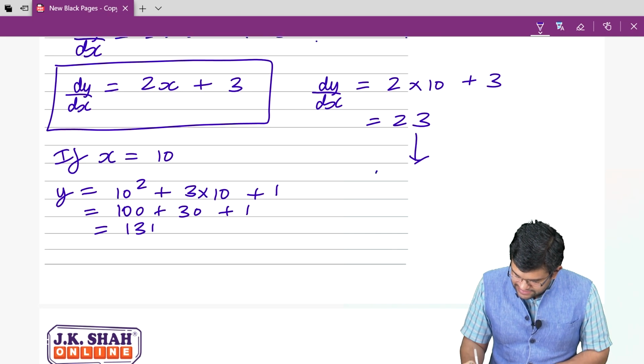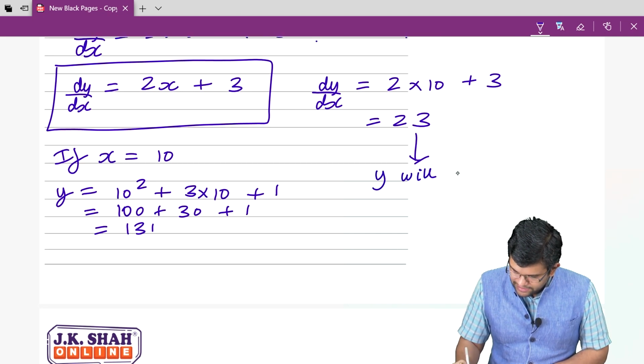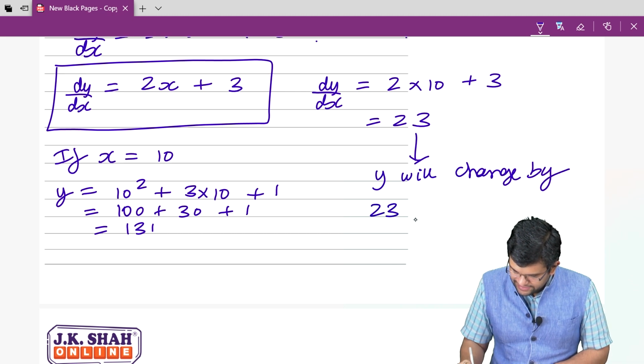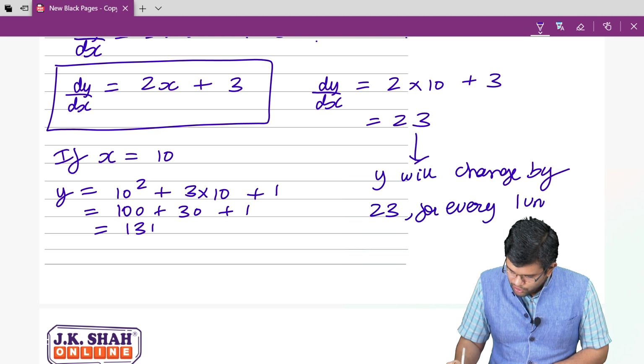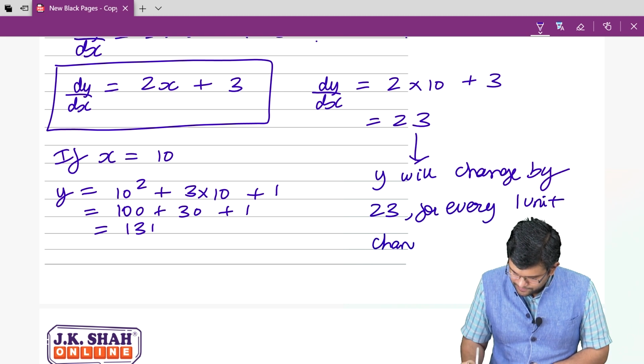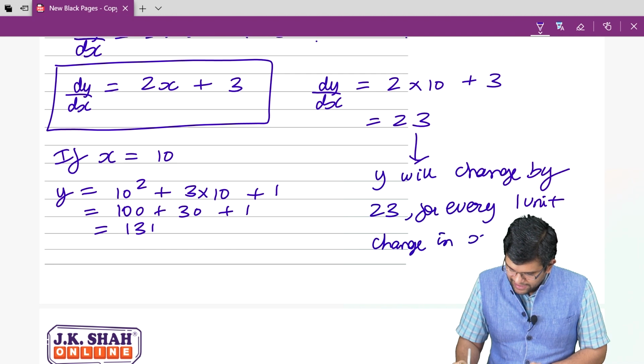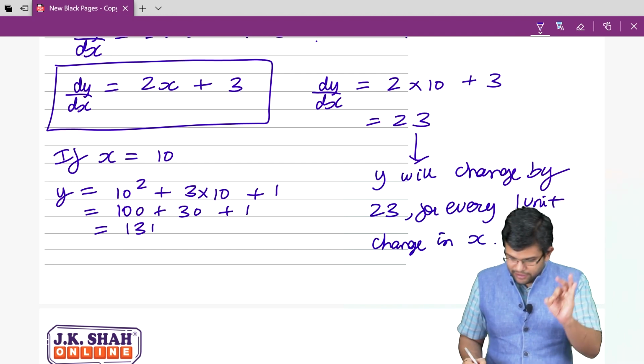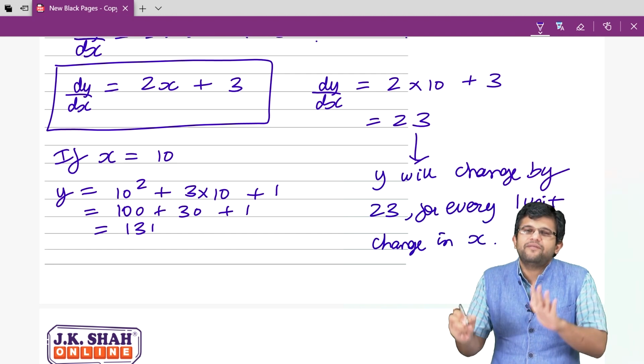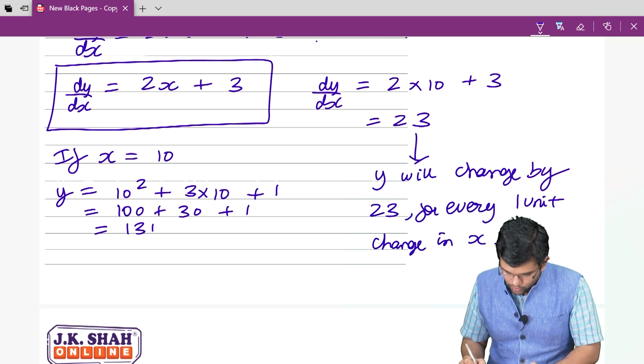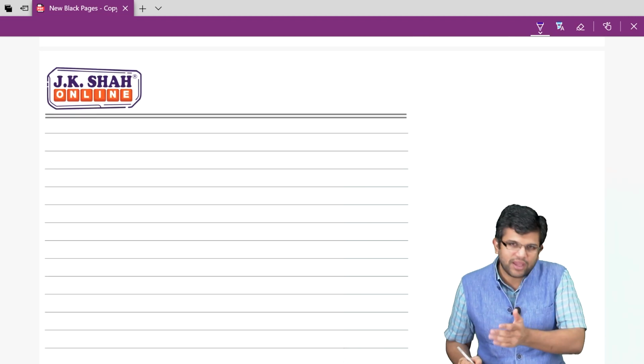This indicates that y will change by 23 for every 1 unit change in x. Do you agree with me? Y will change by 23 for every 1 unit change in x. Now, children, let us change x and see.